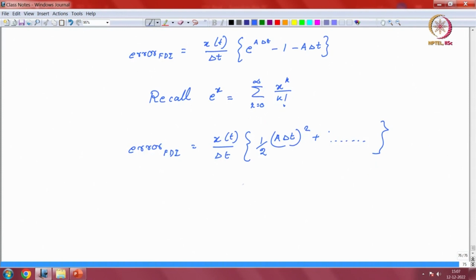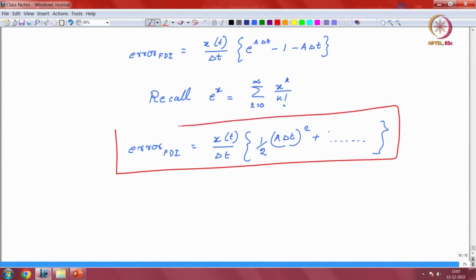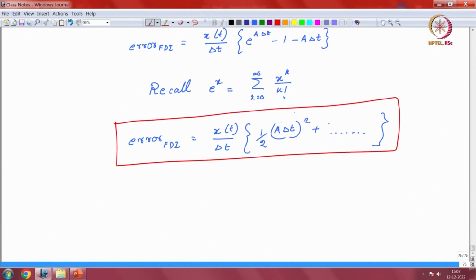So this is an infinite series. This is what it looks like. It will converge to a particular value. Okay. So I have my error FDI. Now this, just remember this. We will come back to this expression in a moment.